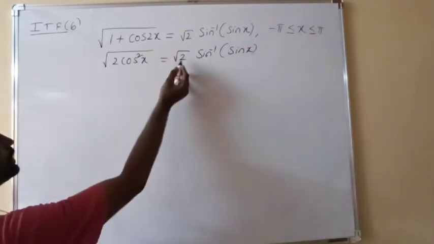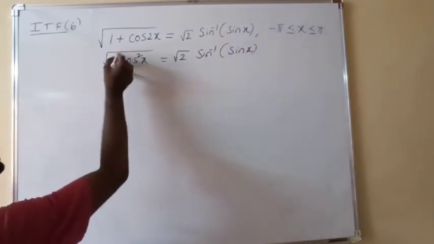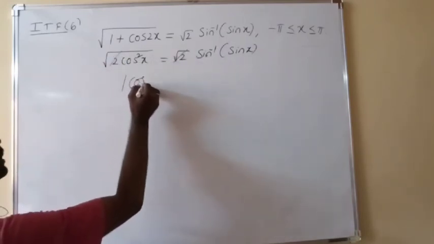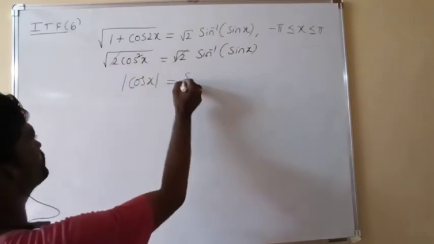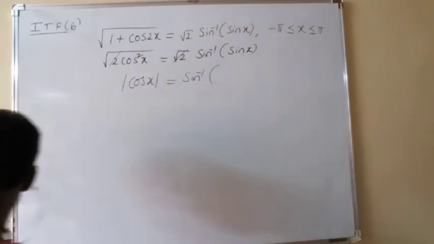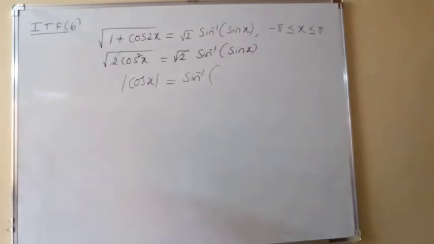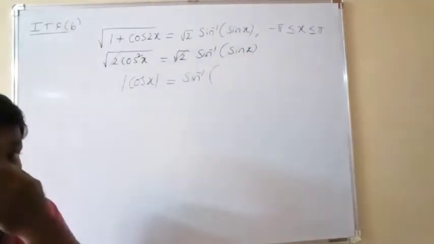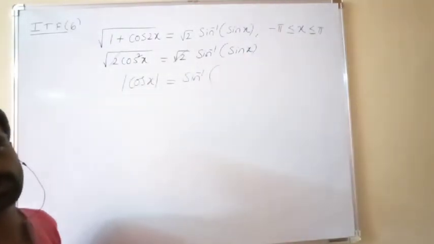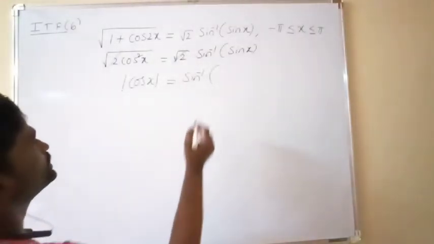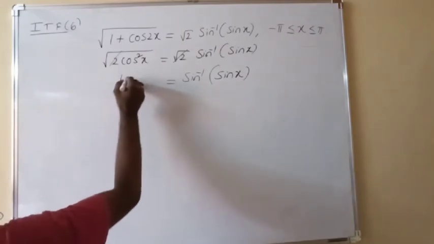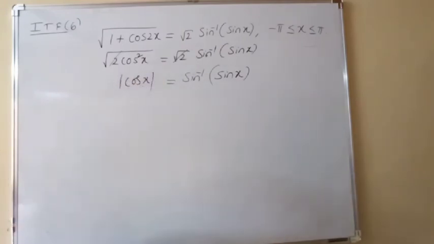See, observe, this is root 2, this is also root 2 and under root only. So root 2 gets cancelled. So root of cos square x, what will you get? Modulus of cos x. Don't write cos x. Why can't we write cos x? Because in the given interval, cos x takes both positive and negative values. So write mod cos x. So mod cos x is equal to sine inverse of sine x, where x lies between minus pi to plus pi.